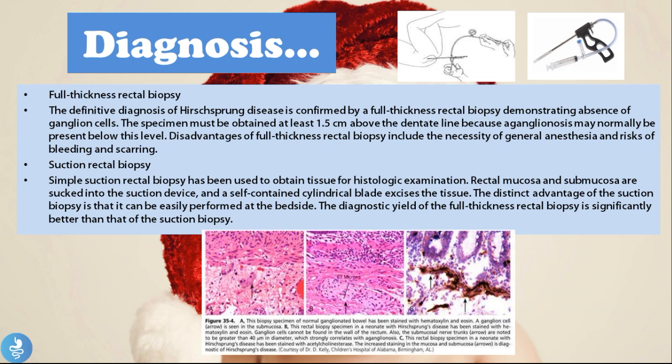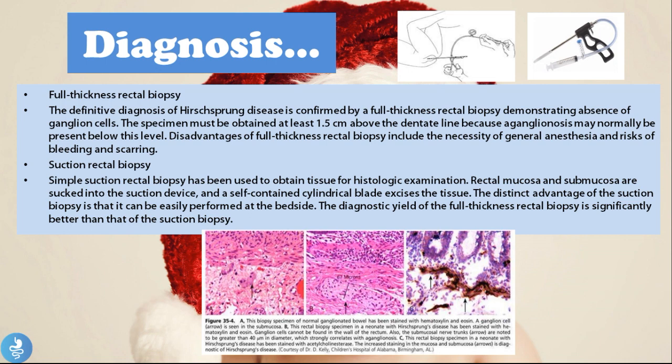The diagnosis of the disease. Together with the presenting signs and symptoms, a full thickness rectal biopsy is needed. The definitive diagnosis of Hirschsprung's disease is confirmed by a full thickness rectal biopsy demonstrating the absence of ganglion cells. The specimen must be obtained at least 1.5 centimeters above the dentate line because aganglionosis may be able to present below this level. Disadvantages of the full thickness rectal biopsy include the necessity of general anesthesia and risks of bleeding and scarring.